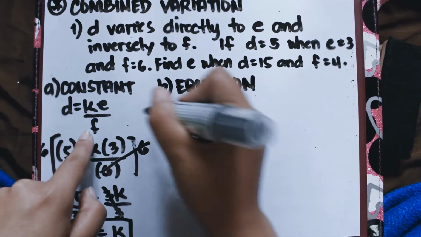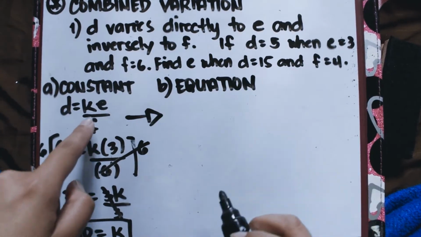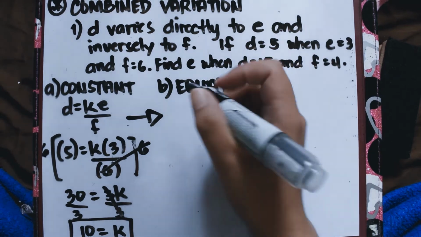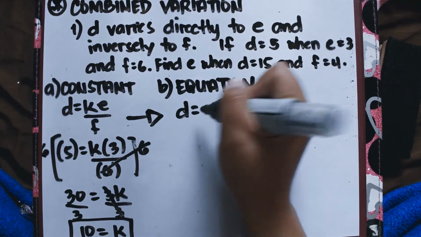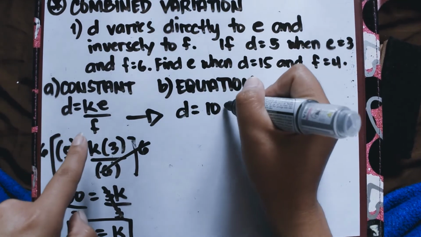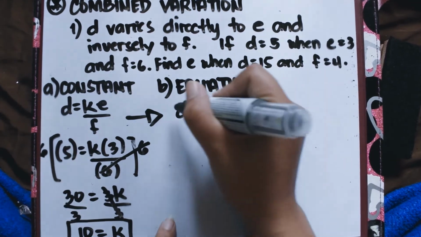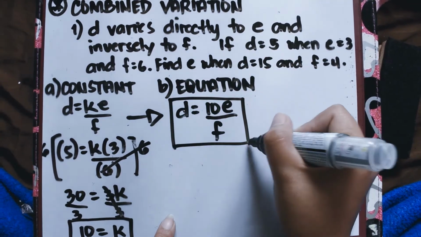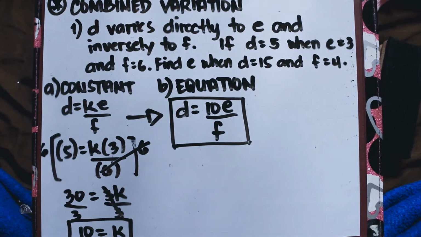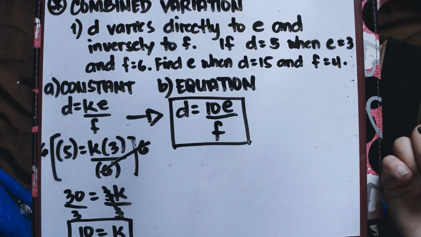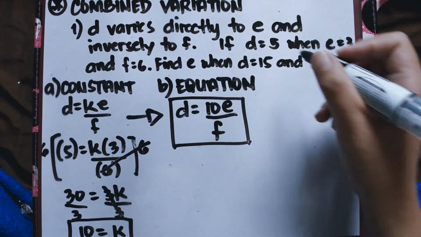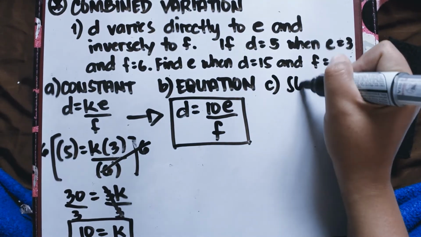So, yung tinranslate natin, yun ang ilalagay natin as equation, pero si K, papalitan na natin nung nakuha nating value. So, our equation will be D is equal to 10, dahil ayun si K, 10E over F. So, eto na po ang ating equation. So, D is equal to 10E over F. So, kapag may equation na, madali na nating masasolve yung hinahanap natin dun sa problem. So, solve na po tayo.